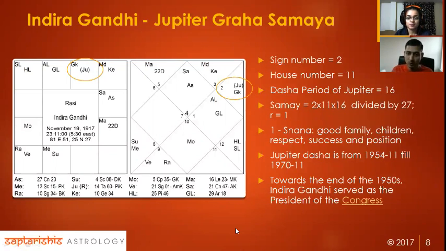Now, if we go one more, in 1966 she becomes the Prime Minister of India. For the first time she becomes the Prime Minister of India. So gain of position is again seen. Success, position, respect, everything is seen. She gained success, position, respect. So all these things are seen during this period of time.